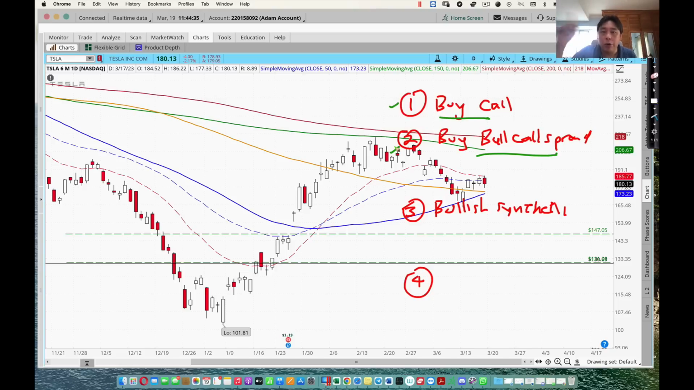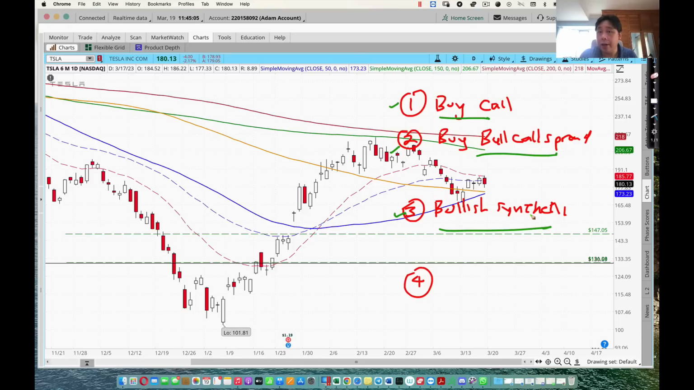So even if the price goes up, but goes up slowly, you still lose money buying calls or buying bull call spreads. So the third method, which is the bullish synthetic, is a method that doesn't have the time decay risk. Because in a bullish synthetic, you buy a call and sell a put at the same strike price. Why? Basically, you sell a put, collect the premium to pay for the call, so it's a zero cost trade.